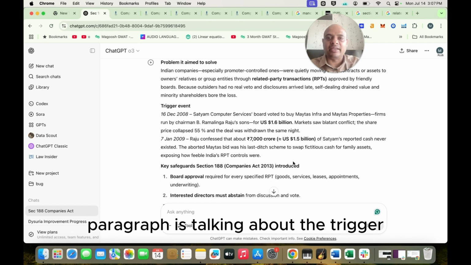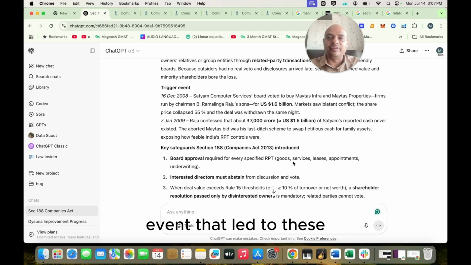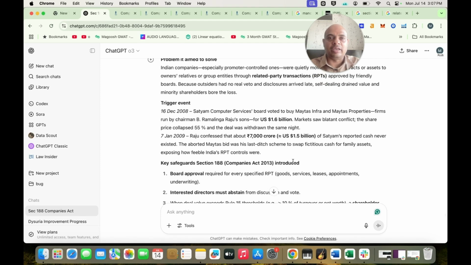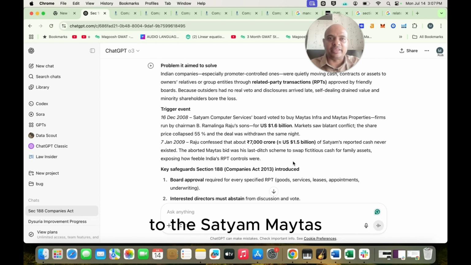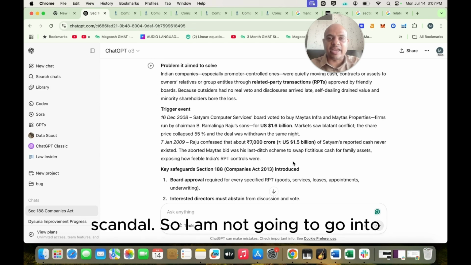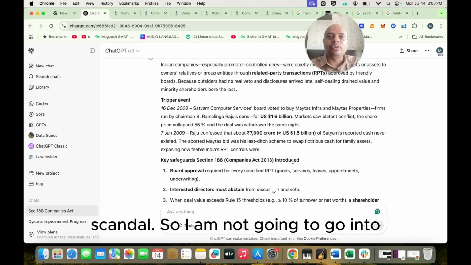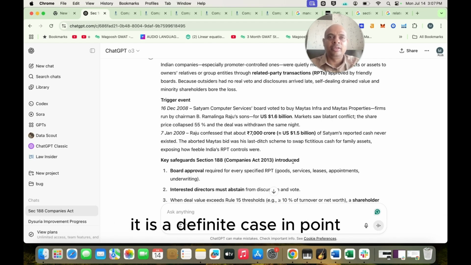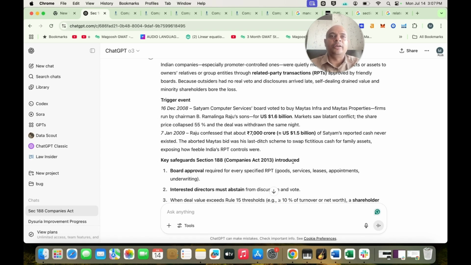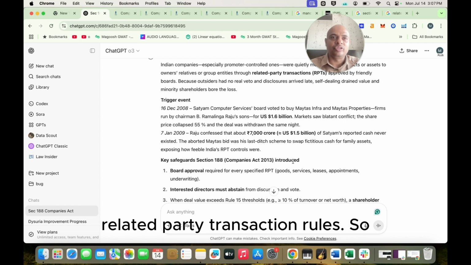Now, the second paragraph is talking about the trigger event that led to these RPT related laws, and they're referring to the Satyam Maytas scandal. I'm not going to go into depth into the Satyam Maytas scandal, but it is a definite case in point as to why we need robust related party transaction rules.